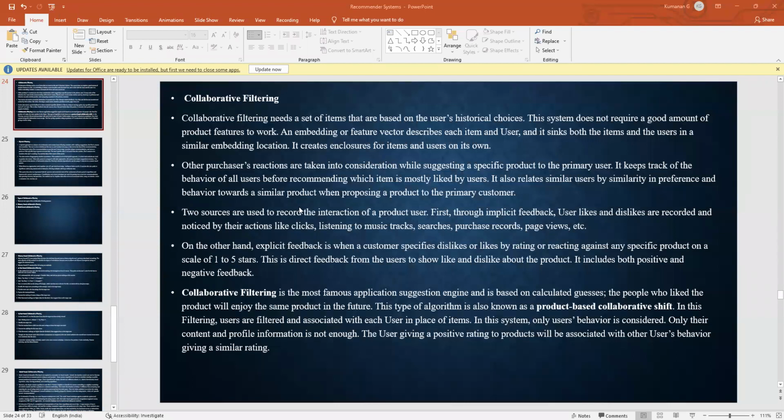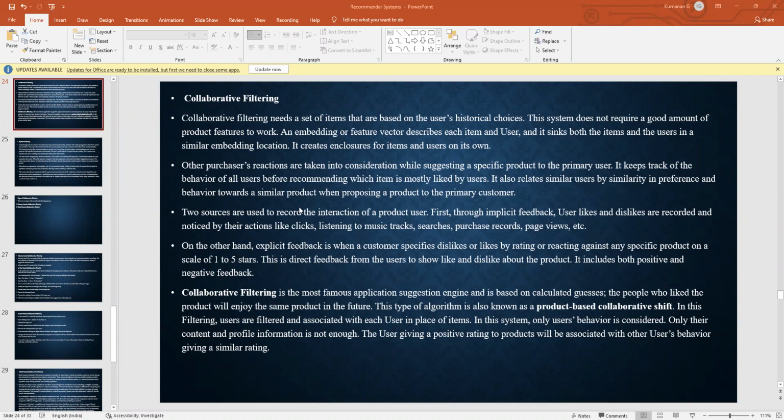Hi. In the previous video, we saw content-based recommender systems: how they work, their advantages and disadvantages, and how they recommend videos, movies, or any items. In this video, we see collaborative filtering.